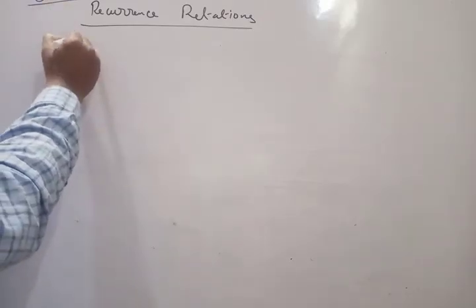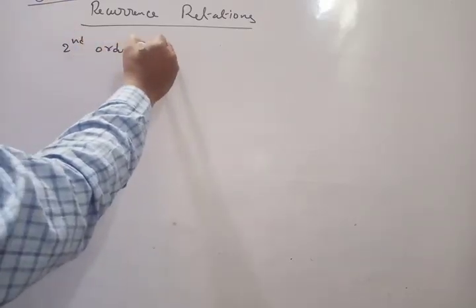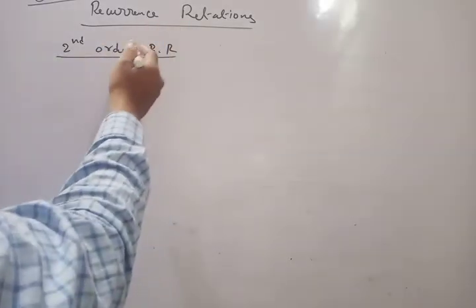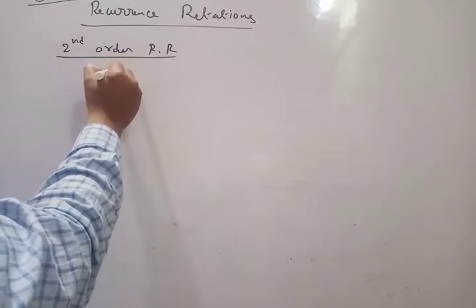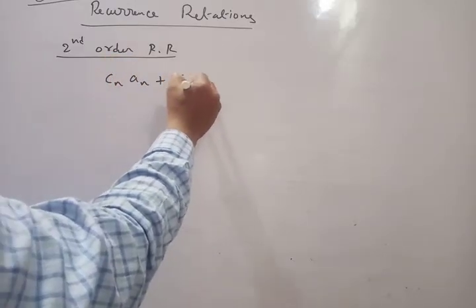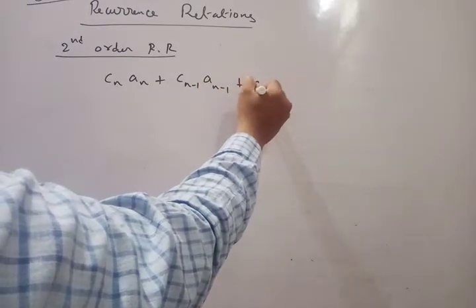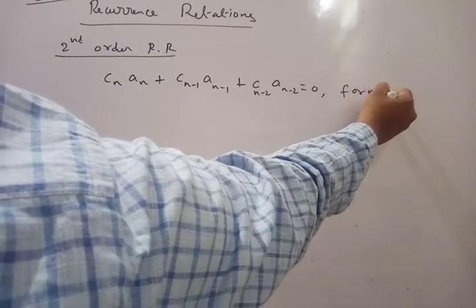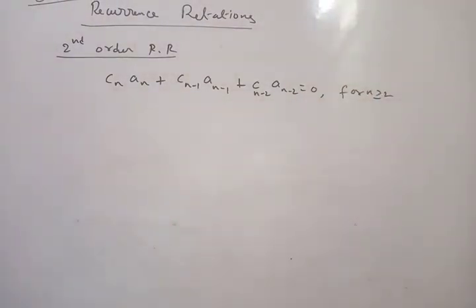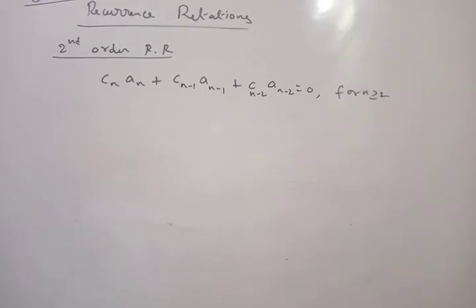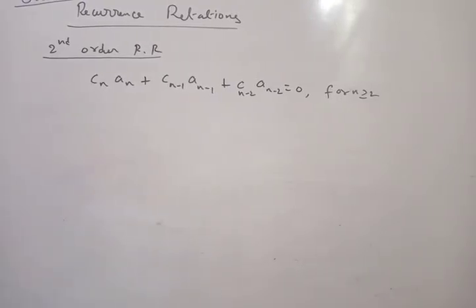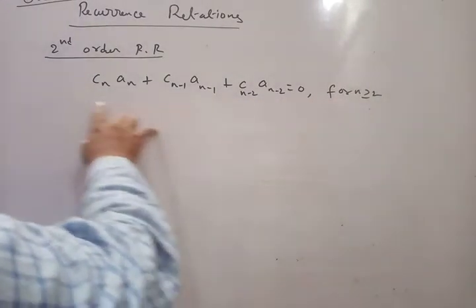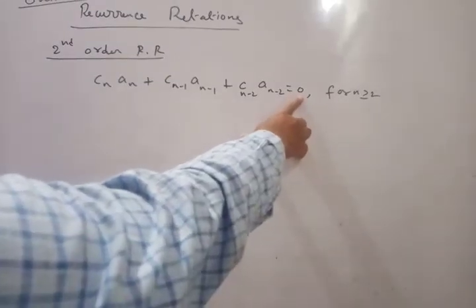So, the second order recurrence relation. Okay, so how does the second order recurrence relation look? The recurrence relation of the form c_n a_n + c_{n-1} a_{n-1} + c_{n-2} a_{n-2} = 0 for n greater than or equal to 2. This is the second order recurrence relation form. Here on the right side we have 0.